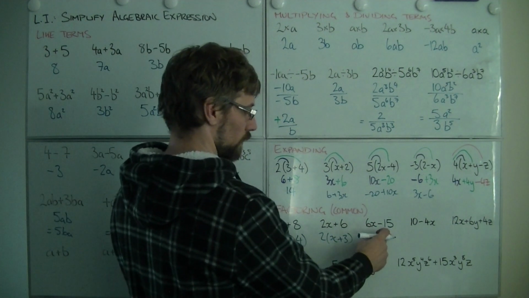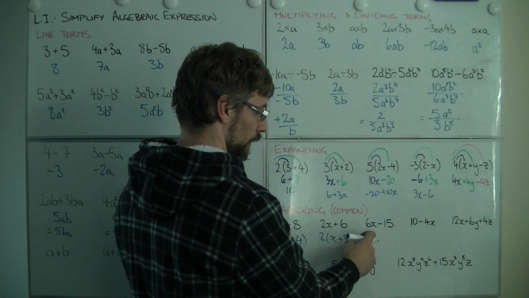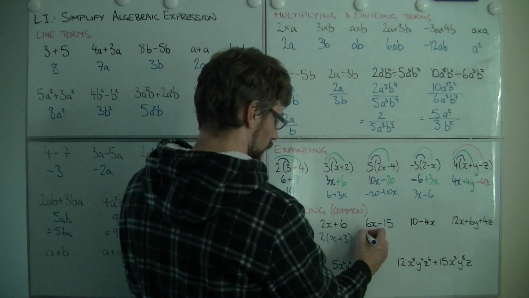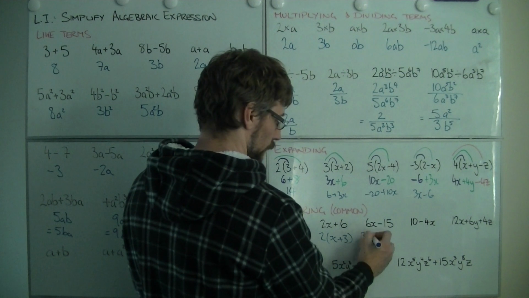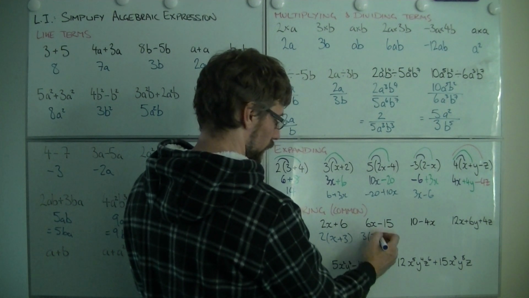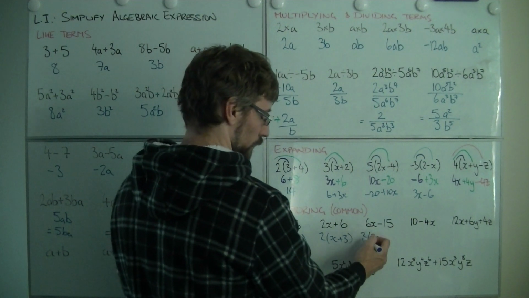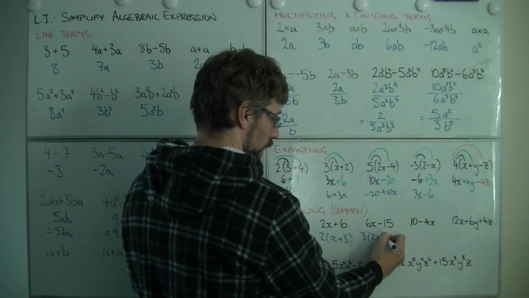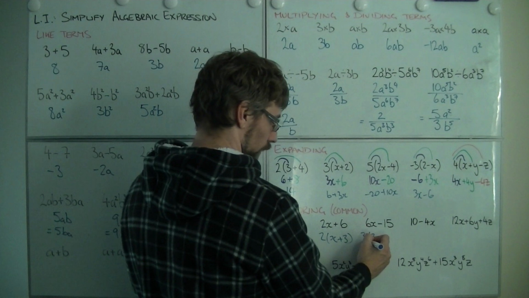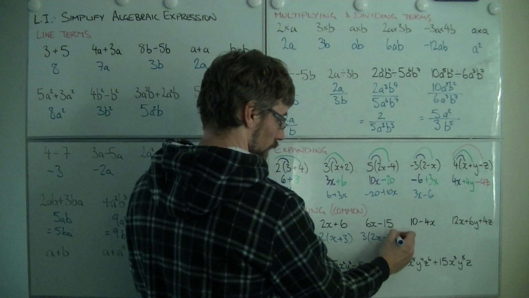6x and 15, they don't, 15 doesn't divide by 6, but they do both divide by 3. So I can take a 3 out. 6 divided by 3 is 2. No, I should have said, sorry. 6x divided by 3, so the 6 and the 3 will interact to give me 2x. Minus 15 divided by 3 gives me negative 5.